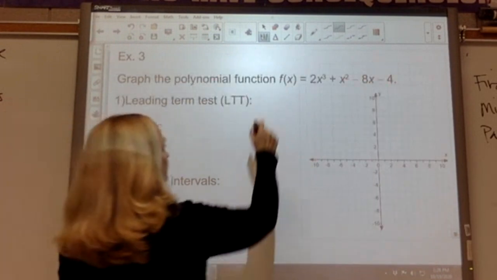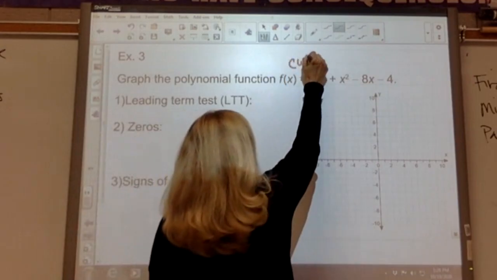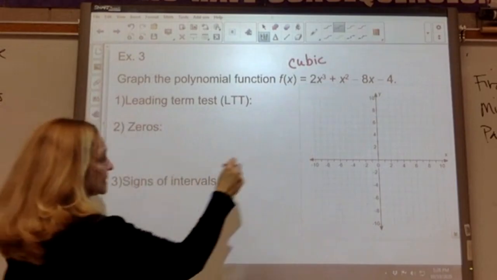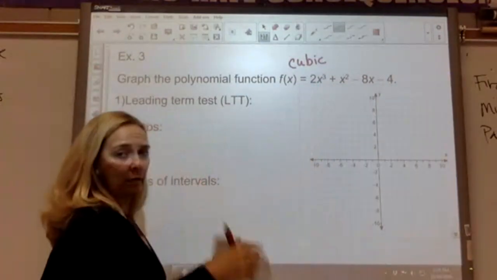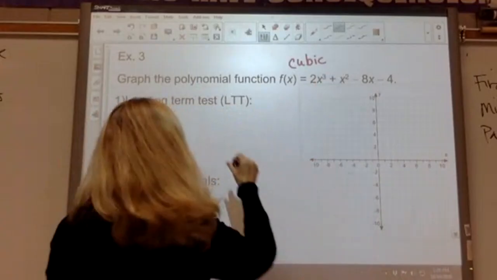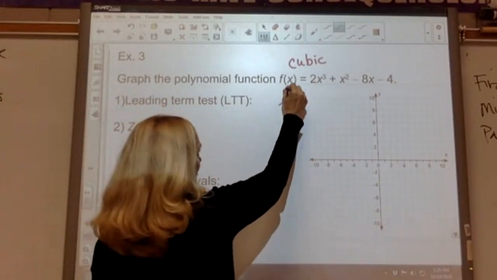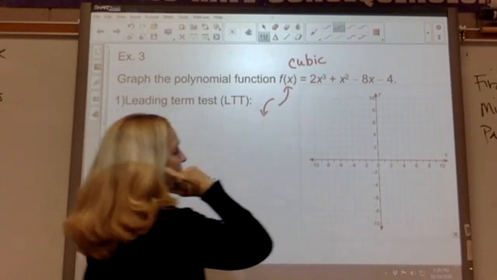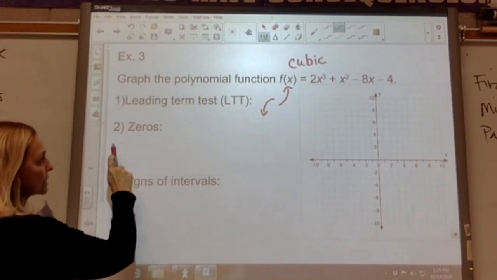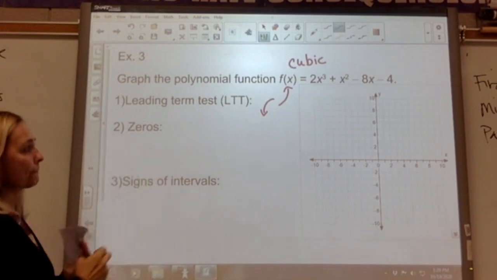So this is a cubic, because it has degree 3. Since this is an odd exponent, that means it goes opposite ways. This is positive 2, so it's going up on the right. So it's going to be going up here. Now, we're going to find these zeros.